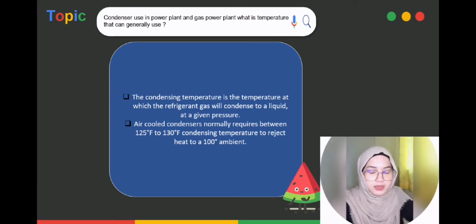For the general concept, the condensing temperature is the temperature at which the refrigerant gas will condense to a liquid at a given pressure. An air-cooled condenser normally requires between 125 degrees Fahrenheit to 113 degrees Fahrenheit condensing temperature to reject heat to 100 degree ambient.